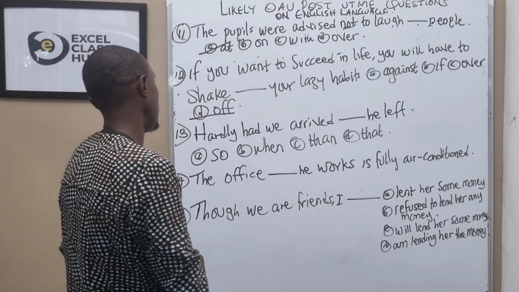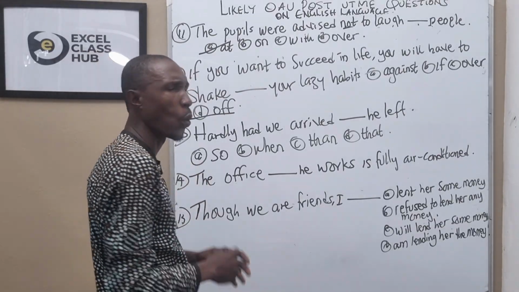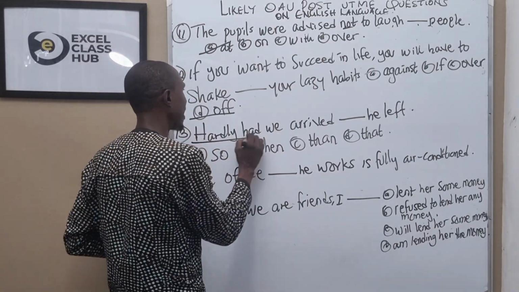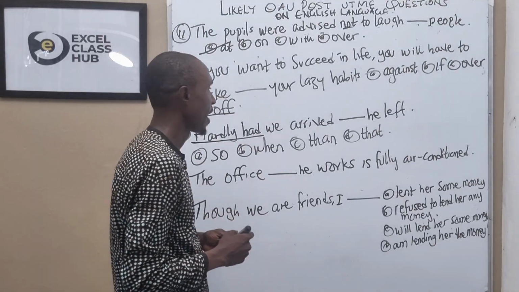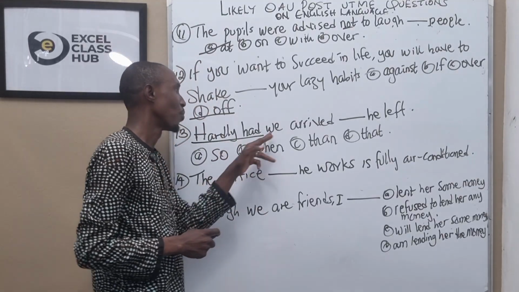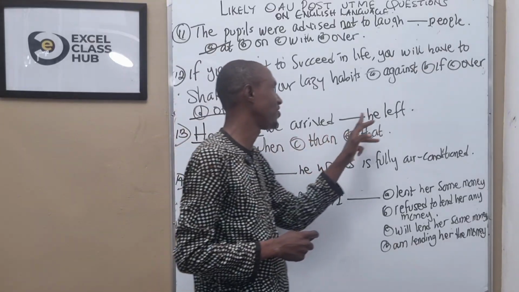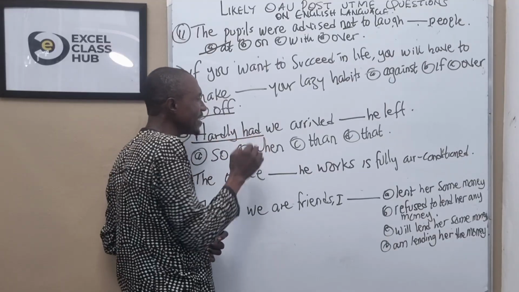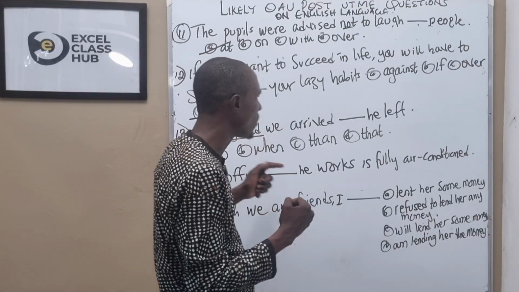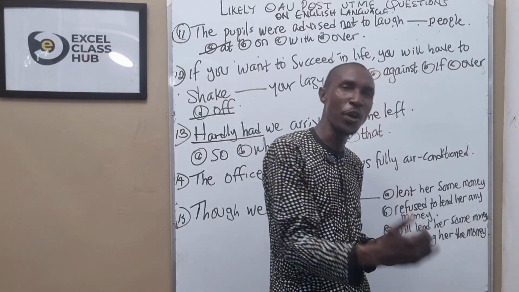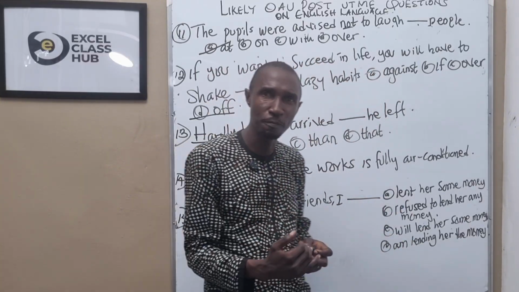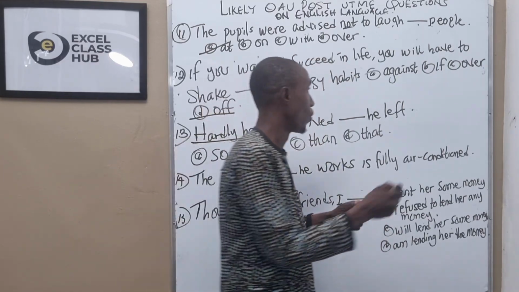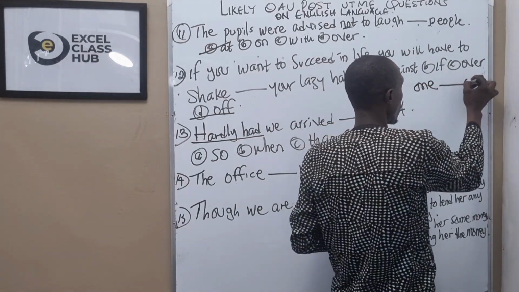Then we go to number 13, which is related to collocation. Hardly hard. This is the major word here. We arrived, dash, he left. We are asked, whenever hardly hard is used, which of these must go with it? We call it what? Collocation. You must use one with the other. When one is used, it also goes with what?